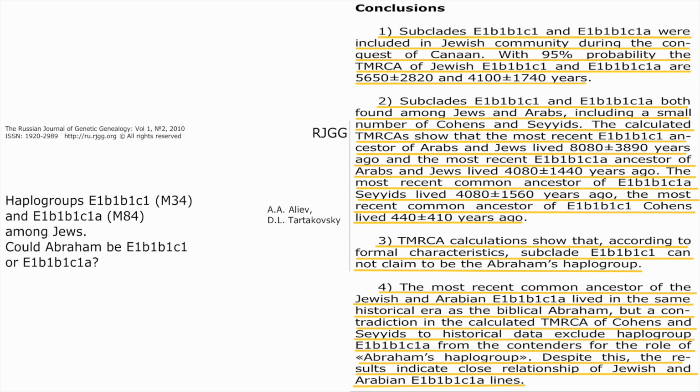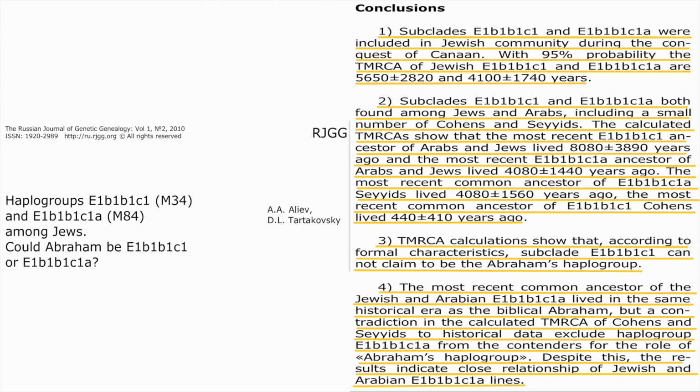3. TMRCA calculations show that, according to formal characteristics, subclade E1B1C1 cannot claim to be Abraham's haplogroup. 4. The most recent common ancestor of the Jewish and Arabian E1B1C1A lived in the same historical era as the biblical Abraham, but a contradiction of the calculated TMRCA of Cohens and Saids to historical data excludes haplogroup E1B1C1A from the contenders for the role of Abraham's haplogroup.